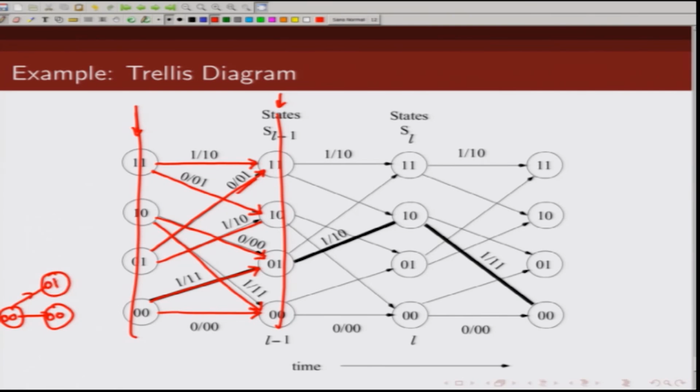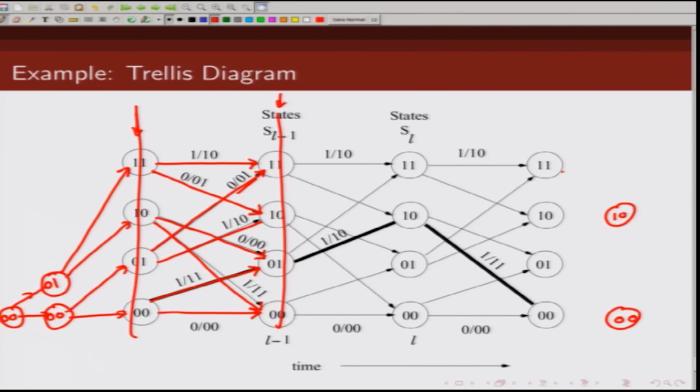0 1. And at the next time instance, if you are in 0 0 state, you move here, and if you get a 1, you move here. Similarly, if you are in 0 1 and you get a 0, you move to this state, and if you get a 1, you move to this state. Let us say I want to terminate this encoder, meaning I want to bring it back into the all 0 state. So in this step I am going to bring it back to states 0 0 and 1 0.